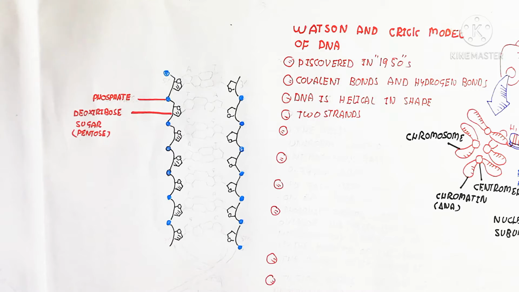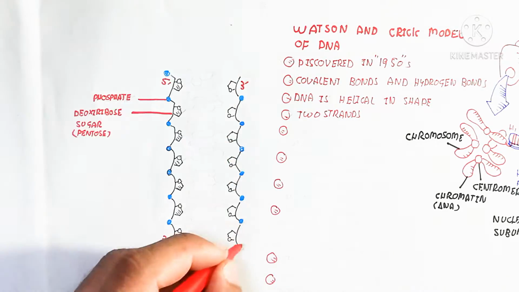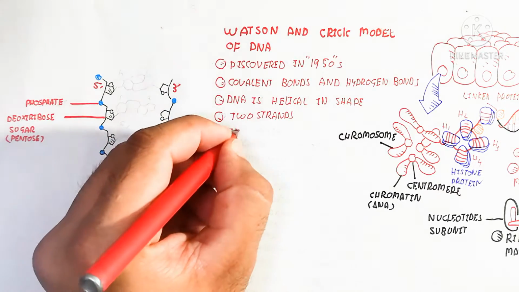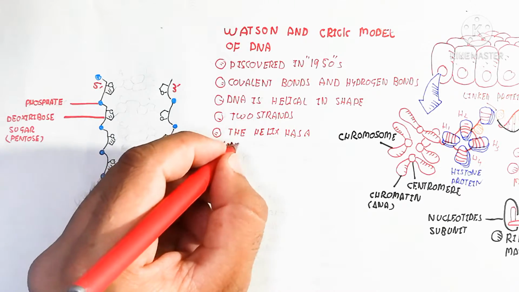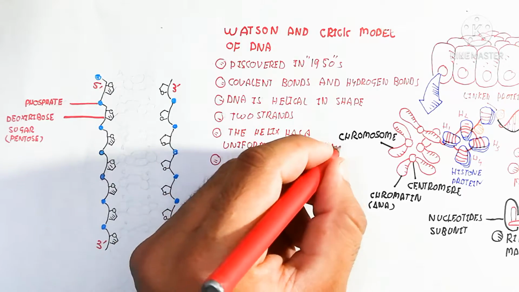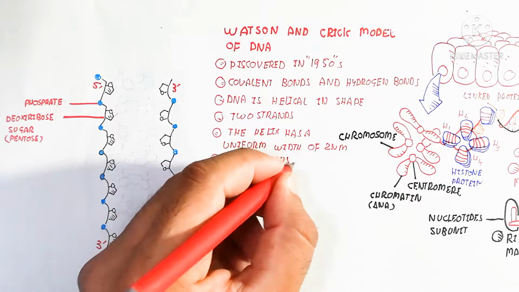So basically here I am drawing the two strands, so that the helix has a uniform width of 2 nanometers. So their width is 2 nanometers. We will discuss it later. So here the nitrogenous bases are 0.34 nanometers apart.